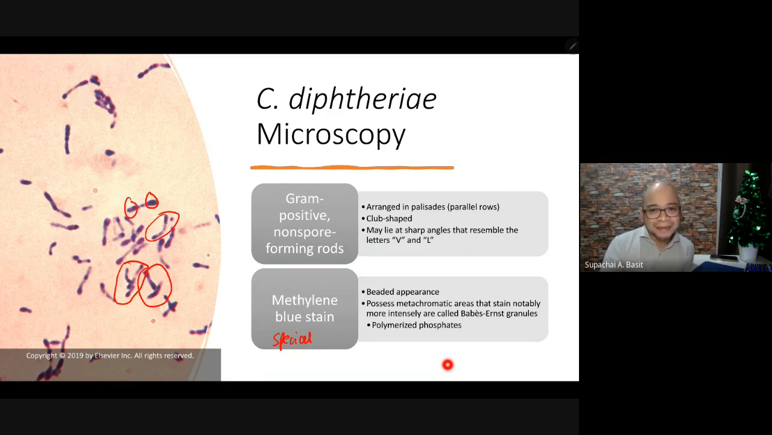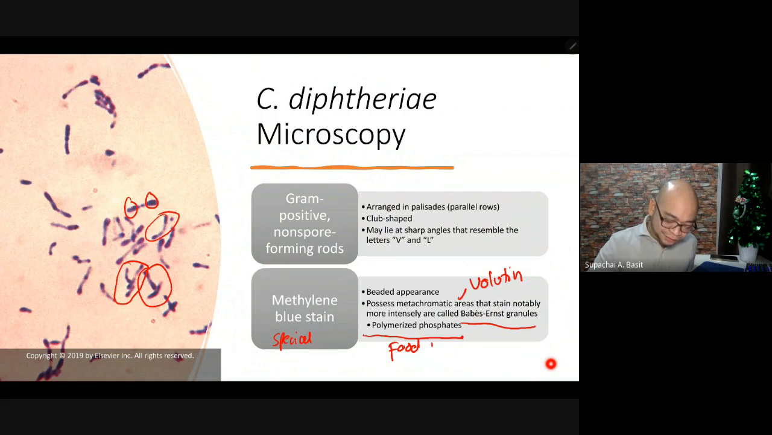And they possess metachromatic granules, which I have already mentioned to you in the introduction. That particular metachromatic granule, sometimes known as volutin, has the specific name for Corynebacterium diphtheriae of Babes-Ernst granules. Again, this Babes-Ernst granule is composed of polymerized phosphates, which serve as the food reserves of Corynebacterium diphtheriae.